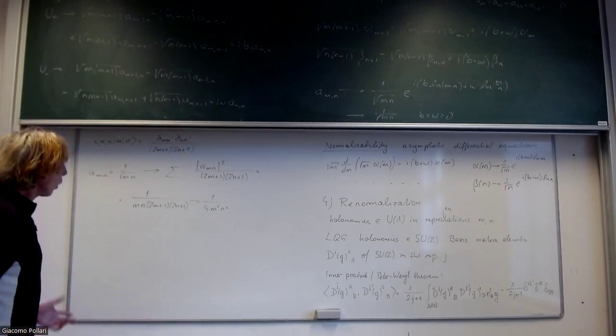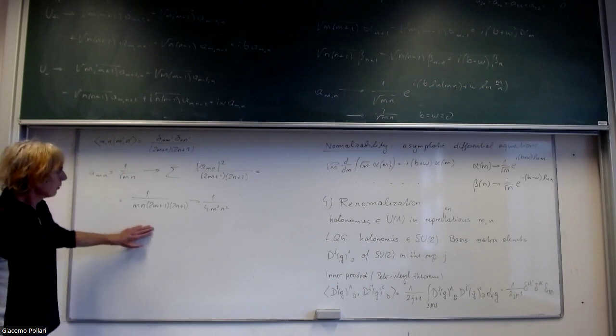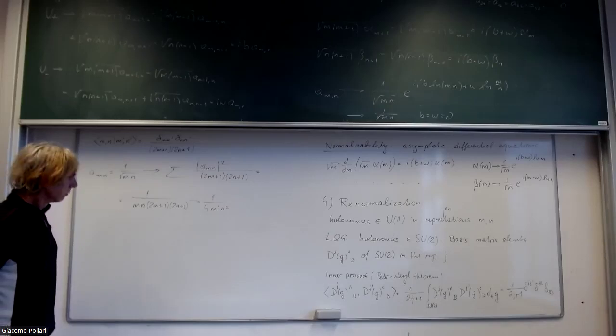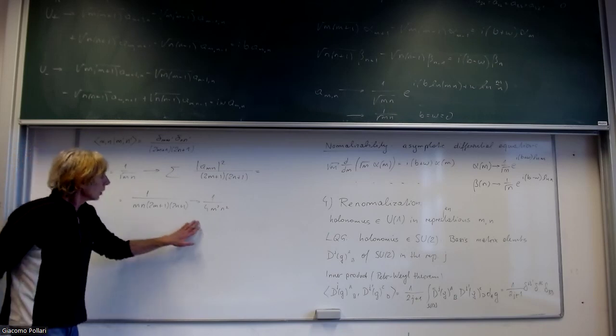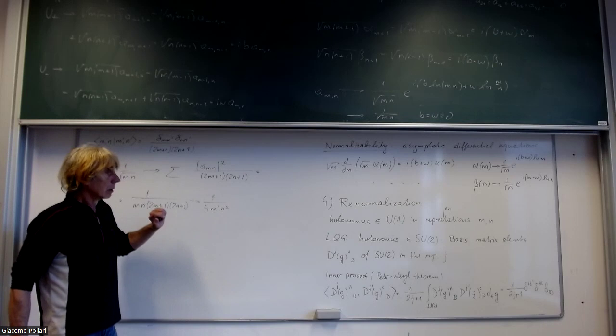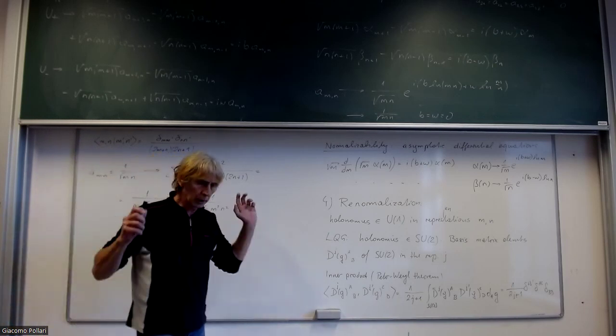I mean, if you sum over m squared n squared, it's easy to estimate by finding integrals. But the sum itself is something, I don't know.